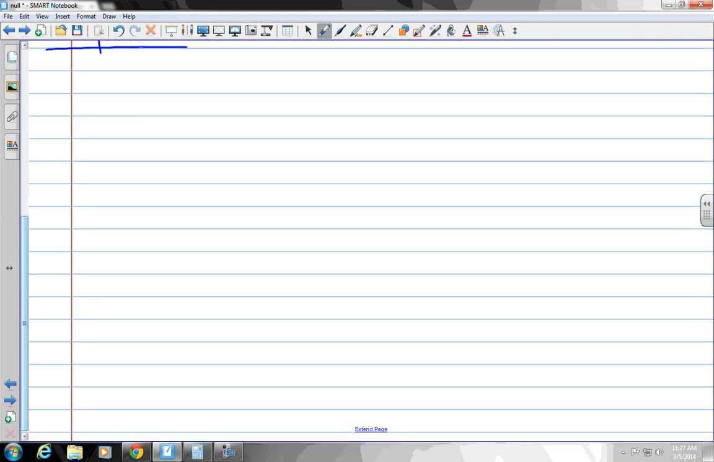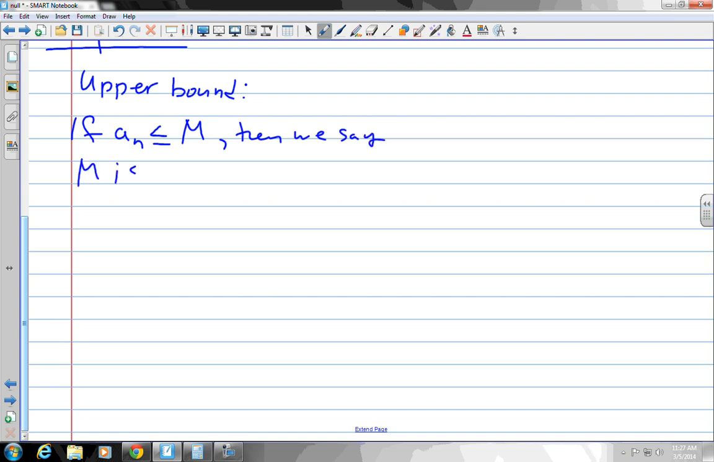So another definition, upper bound. If a sub n is less than or equal to some number M, then we say that M is an upper bound for a sequence, for all n. So the values of a sequence never get past a certain number.